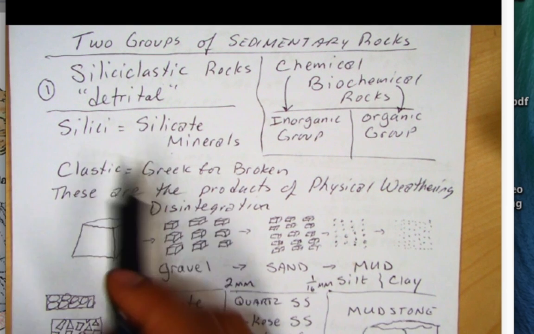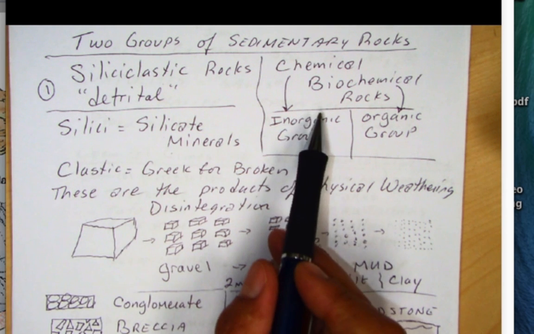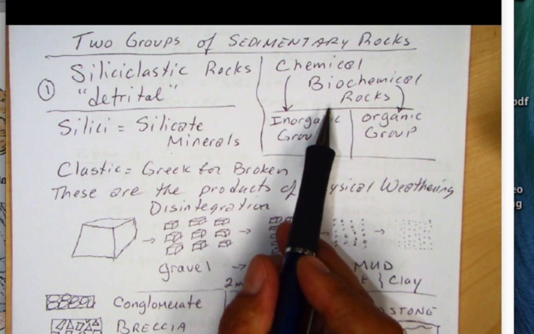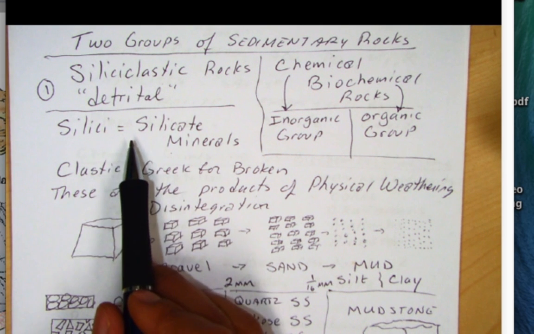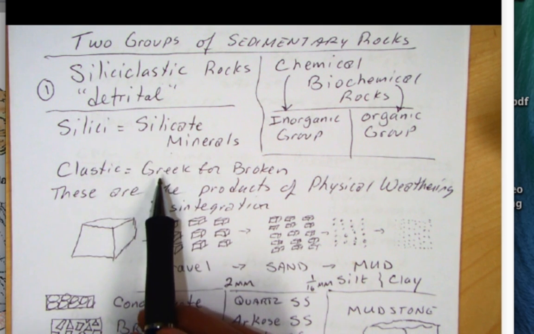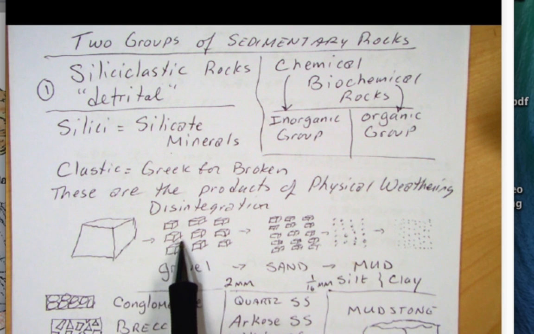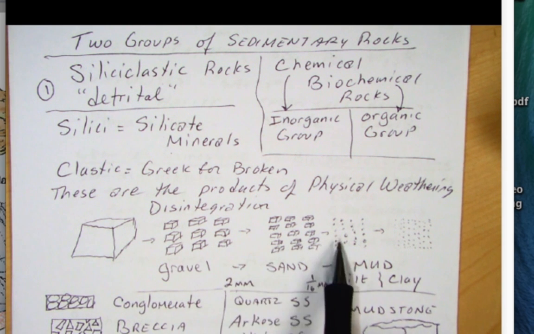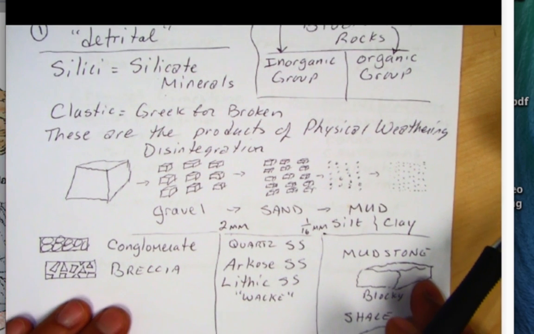I think your book calls it detrital. But the problem with that is a lot of these chemical rocks can also be detrital. So I like to use siliciclastic because it really refers to these silicate minerals that are broken. Now, remember, this disintegration involves physical weathering. So you have a bigger rock and it's broken into smaller and smaller particles. That's the idea going on here with physical weathering.